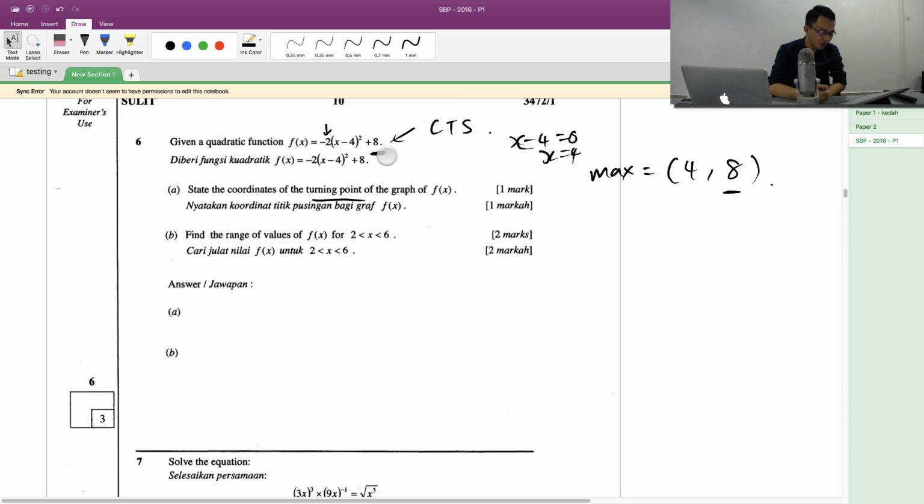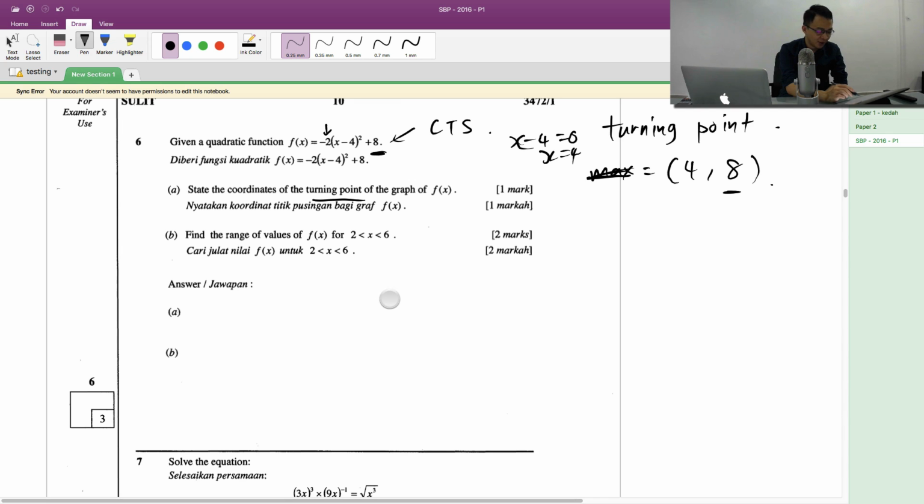Then the question asks you to find the range of values. Definitely you don't write maximum, you write turning point. Find the range of values of f(x) when x is from 2 to 6.